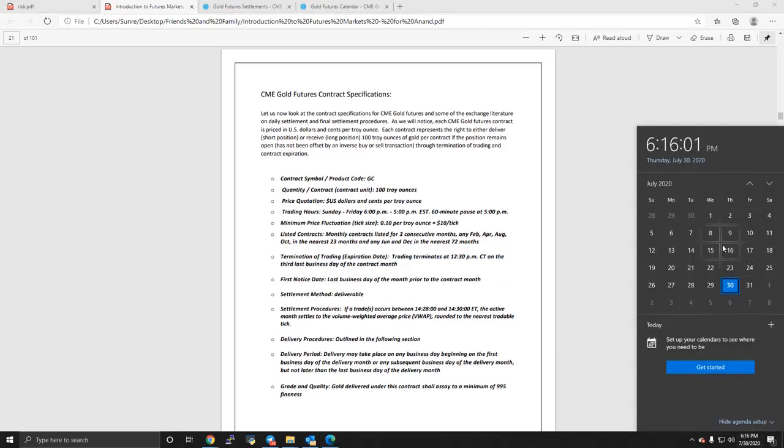If we look at August, we see 31st is 1, 28th is 2, 27th is 3, although they might be including Sunday the 30th. It'd be something to look into. But that is kind of an overview of the gold contract specifications.